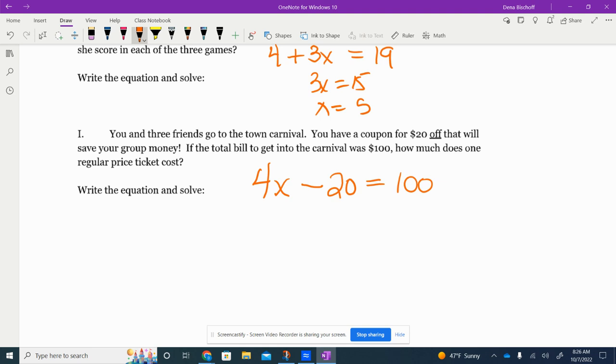So what are we getting? What'd you decide? It's correct. Add 20 to both sides. 4x equals 120. x equals 30.